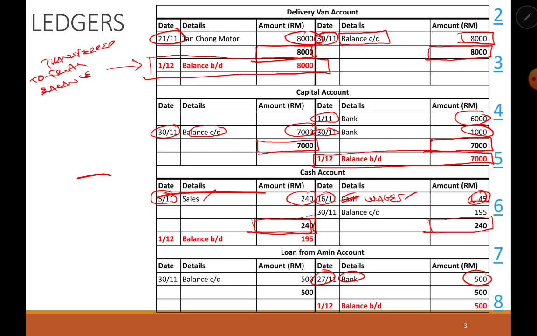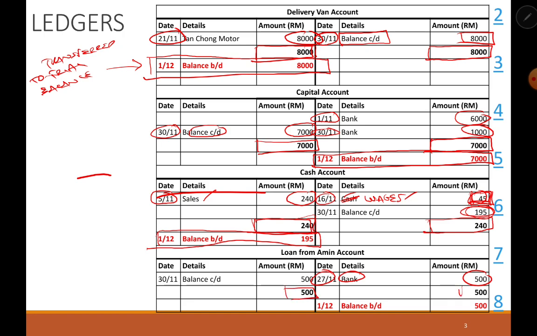Then we minus the amount on the credit side, which on the 16th November, 45 ringgit wages, 240 minus 45, we get 195. So balance carried down as at 30th November is 195. This amount will be brought down on the 1st December on the debit side as balance brought down 195. Okay, we do the same for loan for admin account.